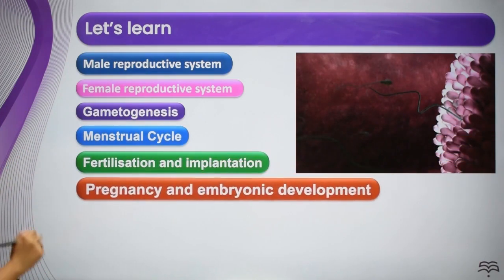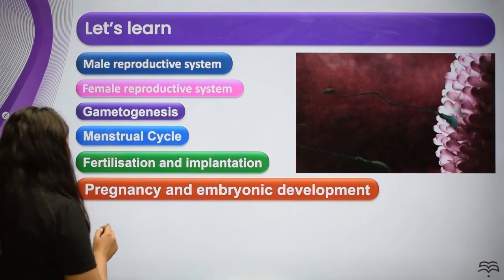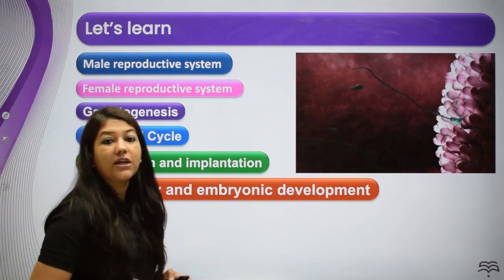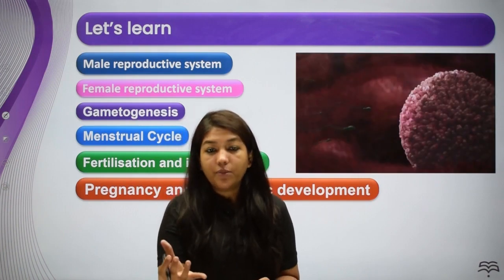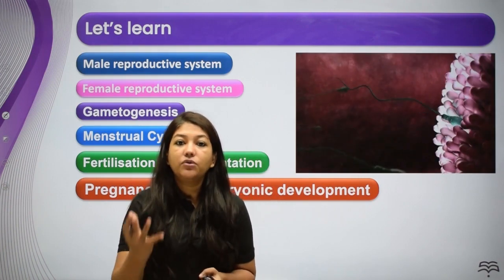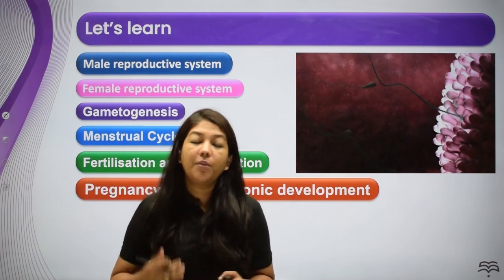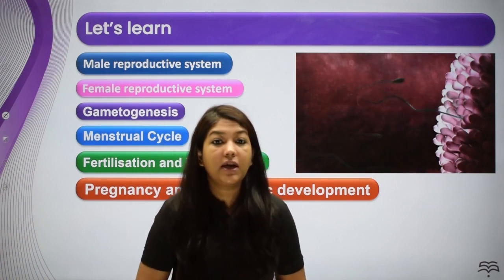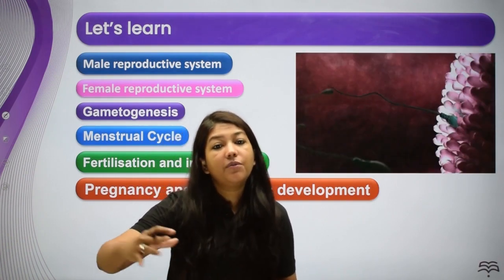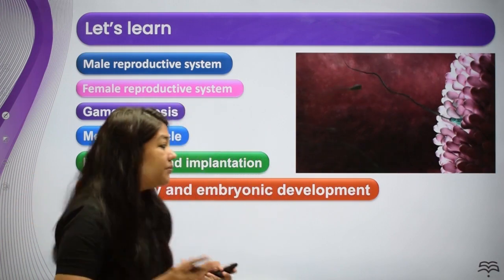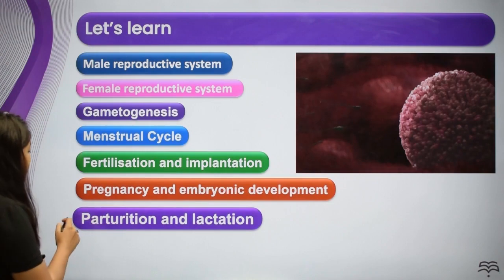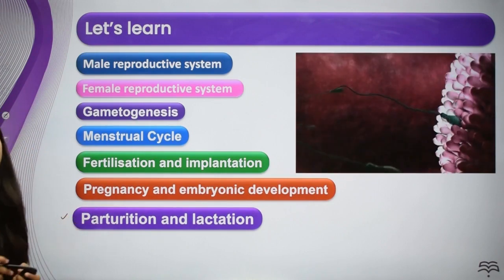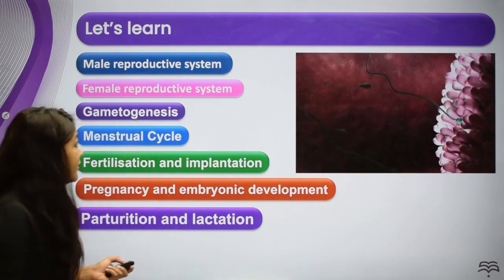All right, the next thing that we will be focusing on in this particular chapter is pregnancy and embryonic development. Once the fertilization happens, zygote is formed, right? The diploid, unicellular structure zygote is formed, and then cell division starts in that zygote. Okay, and then from there we are going to see how the embryonic development happens. All right, and then we will be talking about parturition and lactation.